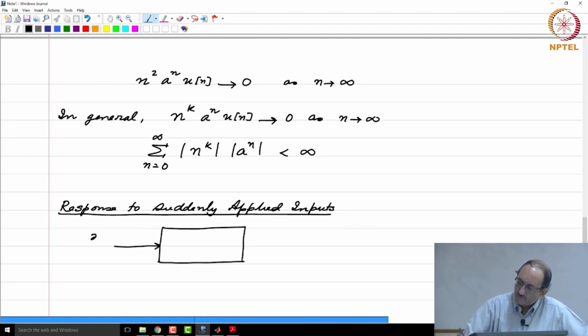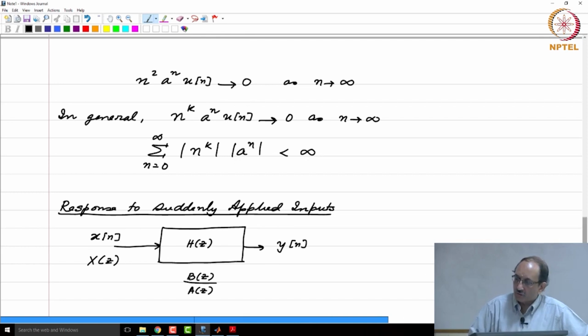an input x of n, it has z transform x of z, it is applied to an LTI system with transfer function h of z, and this h of z belongs to the rational class of transfer functions. Therefore, it can be represented as b of z over a of z, and hence y of n in the time domain is the convolution of the input and the impulse response. In the transform domain, y of z is x of z times b of z over a of z.